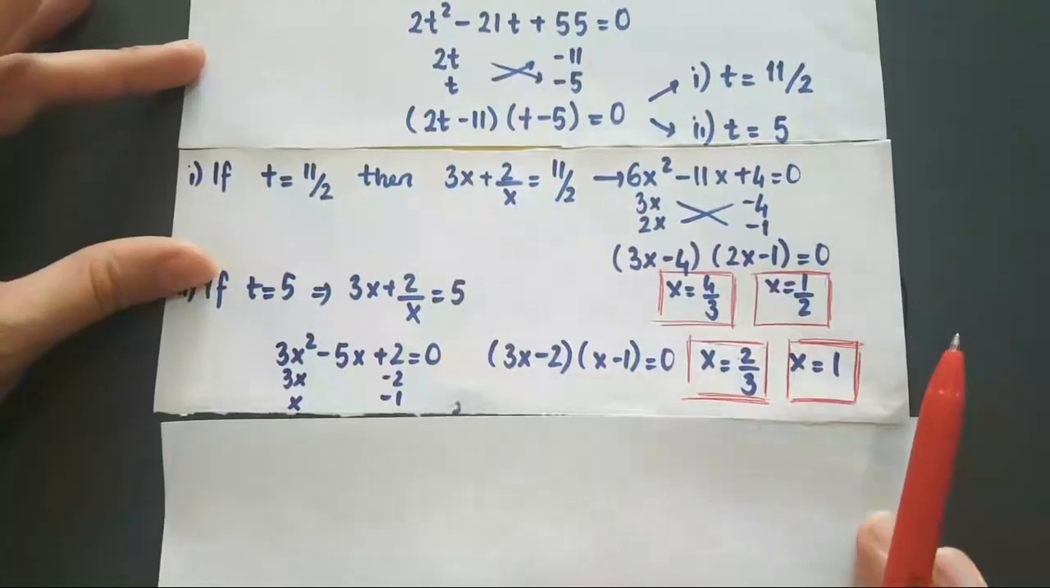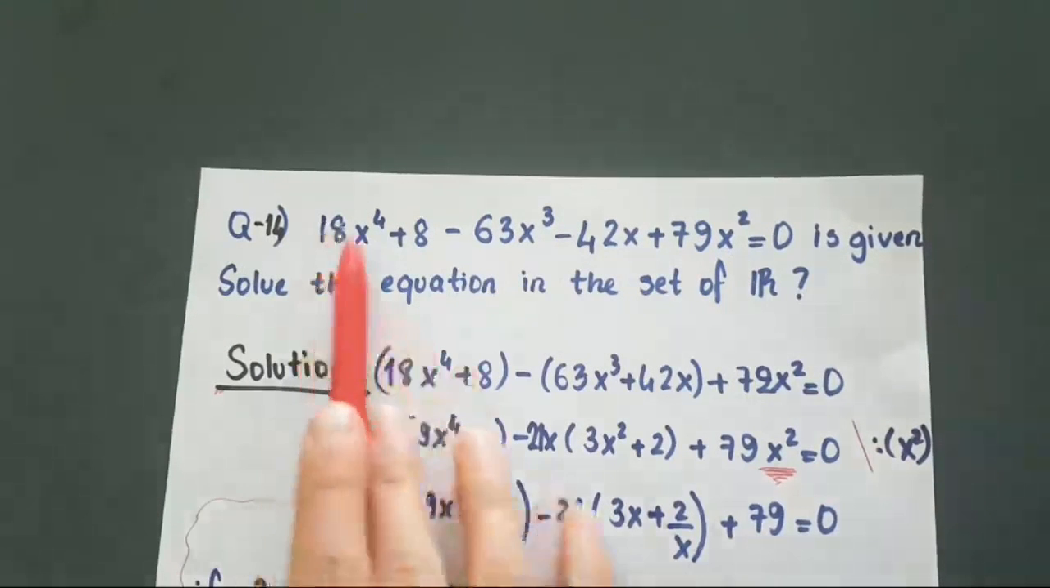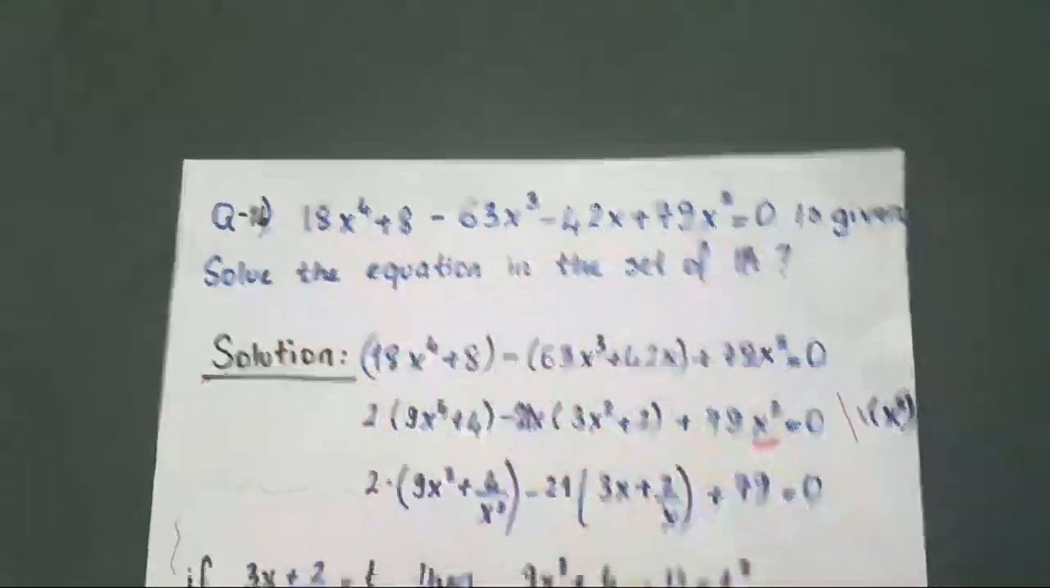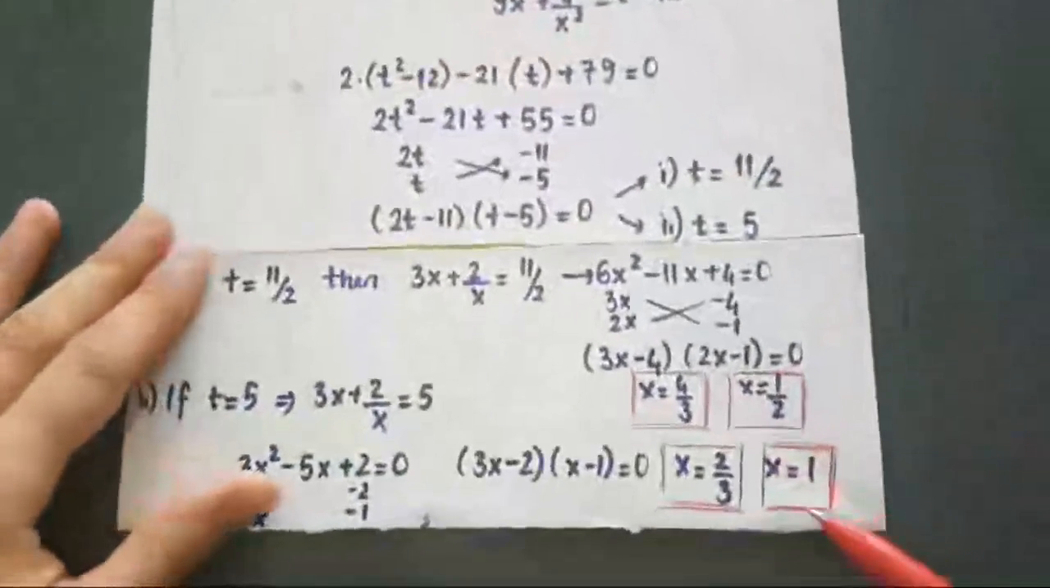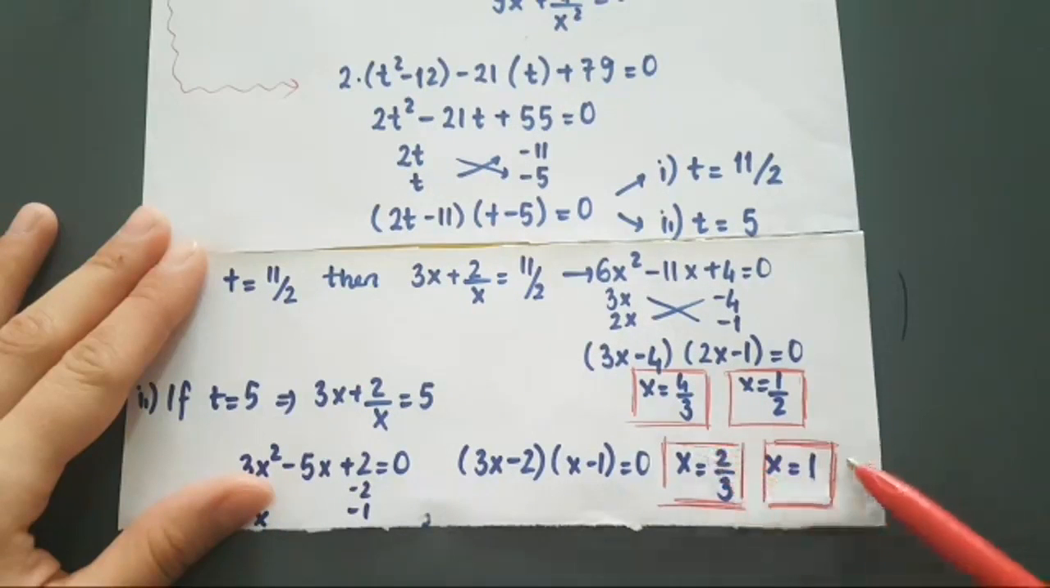So what are the solutions of the problem? Let's remember the problem here. The solutions of this higher degree equation are 4 over 3, 1 over 2, 2 over 3, and 1.